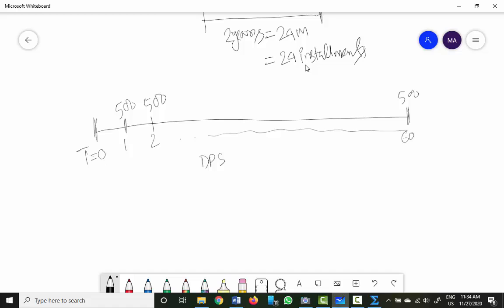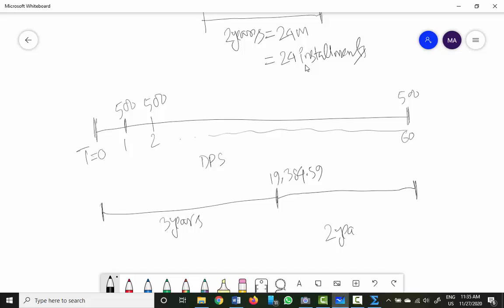Now after 3 years she is now borrowing. She will borrow 19,384.59 taka. So after 3 years she is borrowing this much amount of money. So that means she needs to pay off this loan within 2 years, that means by the time the DPS account matures.